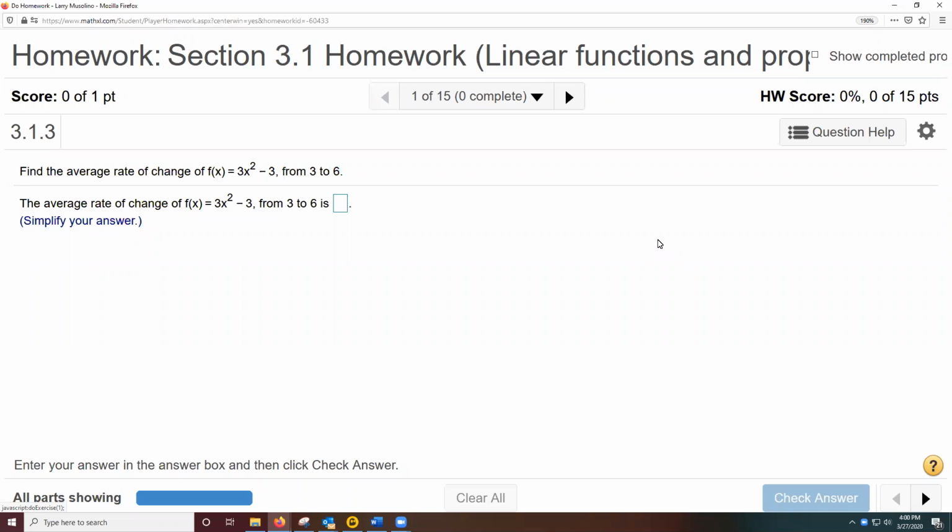All right, hi folks. I'm recording a video for section 3.1. 3.1 has to do with linear functions. Now in chapter 3, we're going to be covering both linear and quadratic functions, but right now this section is focused on linear functions. So let's take a look at this example here.